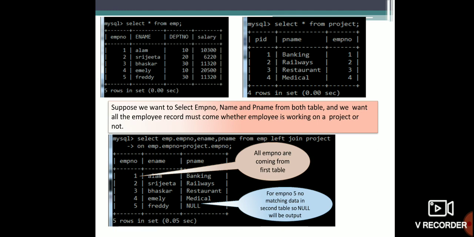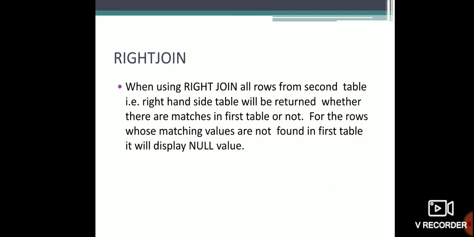So what will be the output? 1 2 3 4 5, and all of this output will be shown. Since for the fifth employee number there is no PID and P name, there are no entries mentioned, so it will be represented as null. Null will be represented.